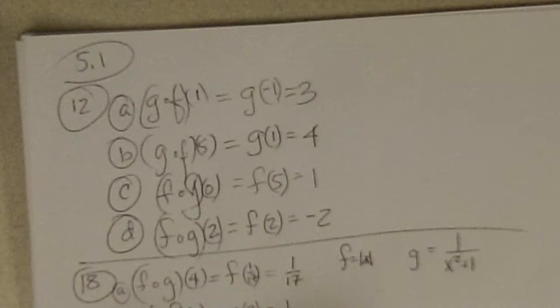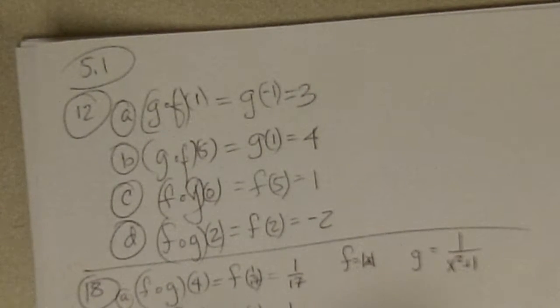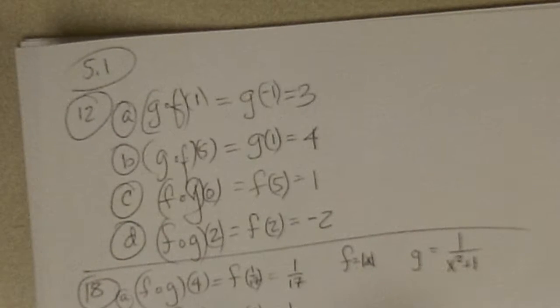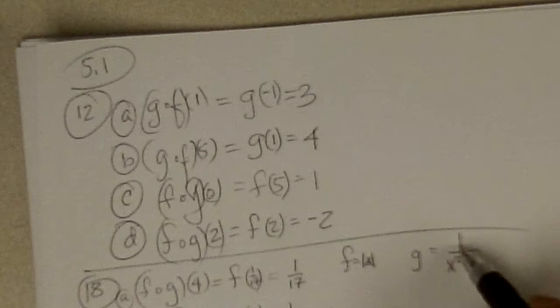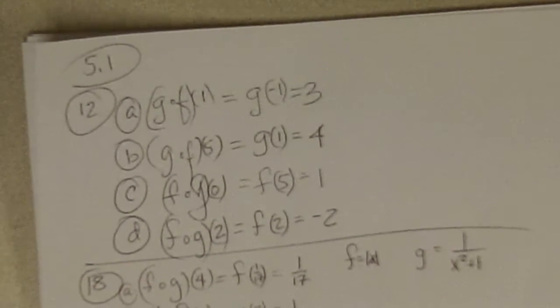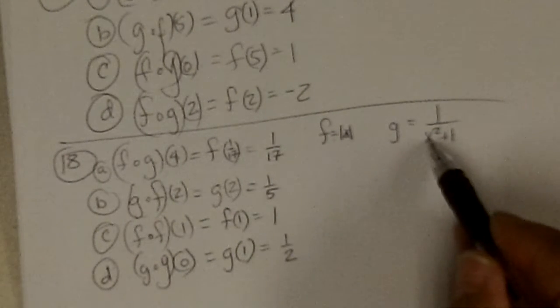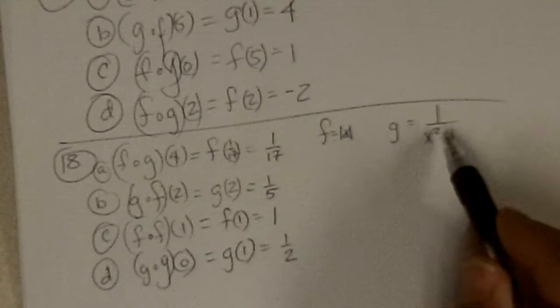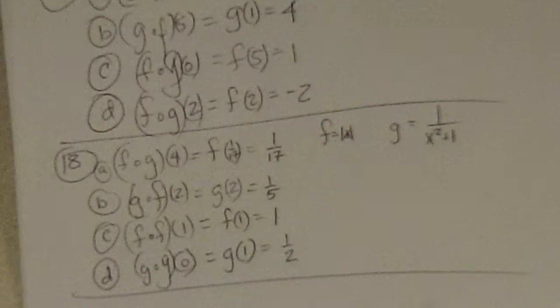D. I'm supposed to do g of 0. So if I put 0 into this, I get 1. So now I have to do g of 1. So if I put 1 into here, I get 1 over 1 squared plus 1, which is 1/2. That's after putting 0 in and getting 1. Okay, that was 18.